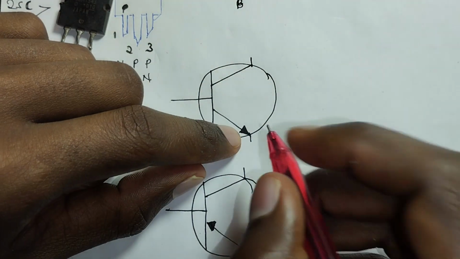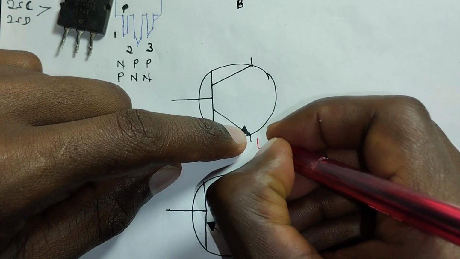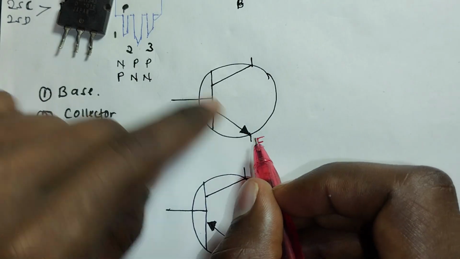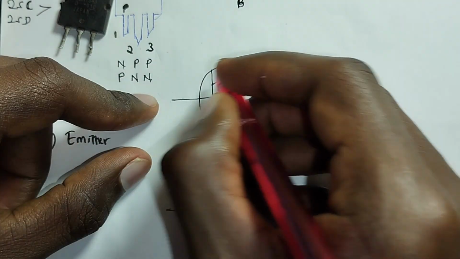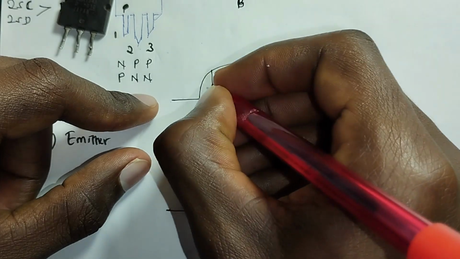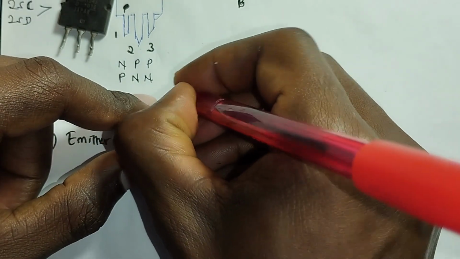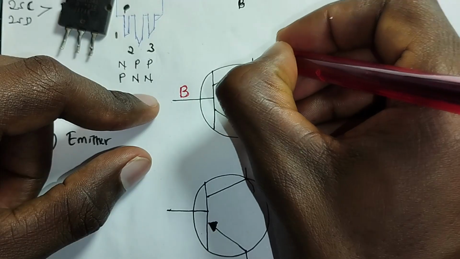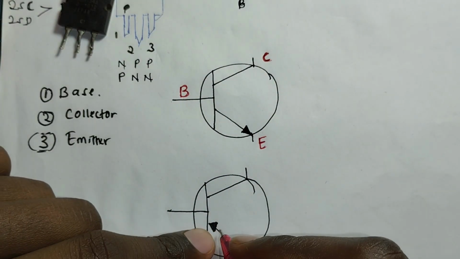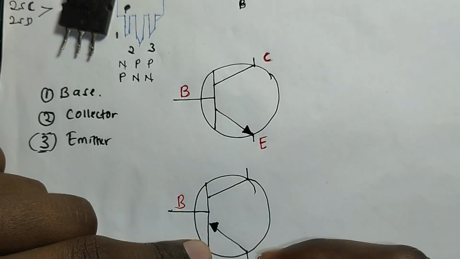Now you see the arrow. Whenever you see this arrowhead, that side will be your emitter, even if this arrow is pointing towards the other side. Now the side where these two lines meet denotes your base, and of course the other one will be your collector. The same case with this, where the arrow points towards the base.